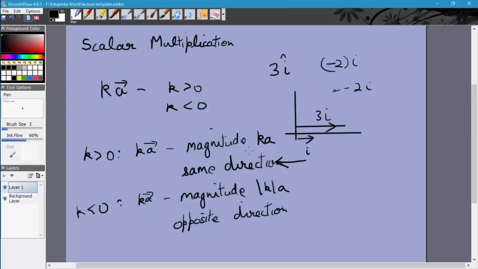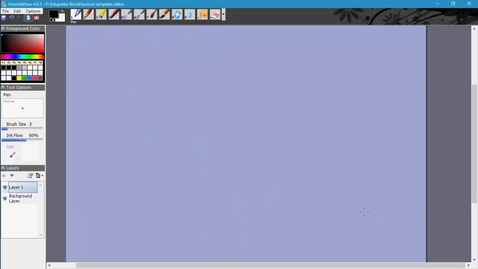Right? And similarly, just multiplying a number by -1 gives me minus a, and that is the vector of the same magnitude a and the opposite direction. So if you want to multiply a vector by -5, you simply increase its magnitude by 5 and tell the direction to be opposite. Right.